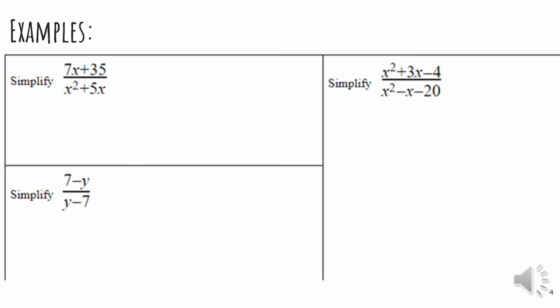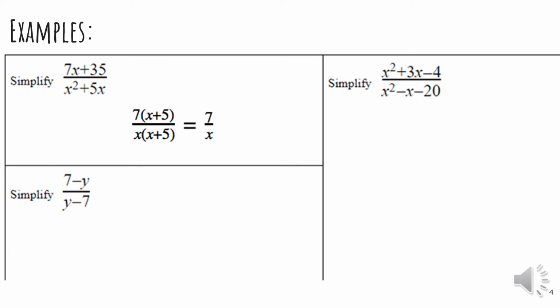In the top left example, we have 7x plus 35 over x squared plus 5x. What's the GCF of the numerator? And what's the GCF of the denominator? Go ahead and factor those out. You should have gotten 7 times x plus 5 over x times x plus 5. Notice that there's an x plus 5 term in both the numerator and the denominator, and therefore those can cancel, leaving us with our answer of 7 over x.